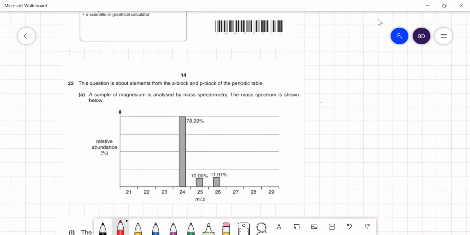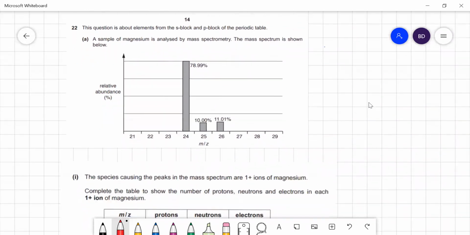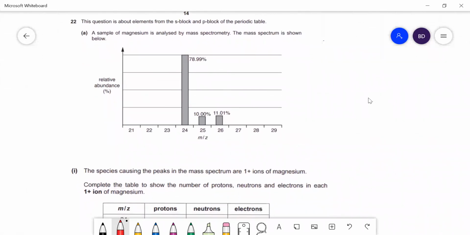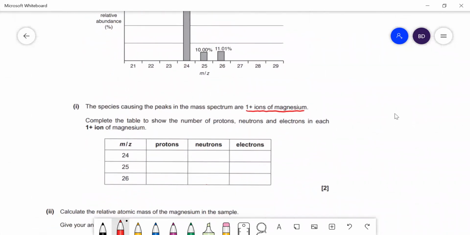The first question is about S and P block elements. We've got a mass spectrum of magnesium there. Okay, the species causing the peaks in the spectrum are 1+ ions of magnesium. Complete the table below to show the number of protons, neutrons, and electrons in each of the ions.